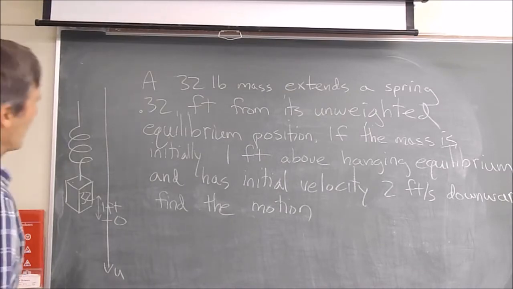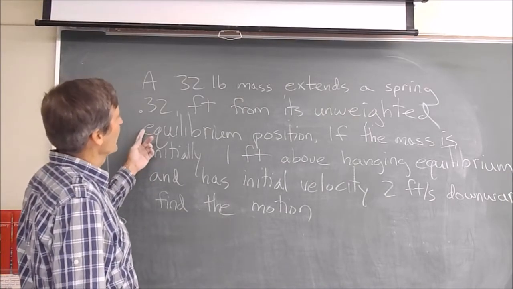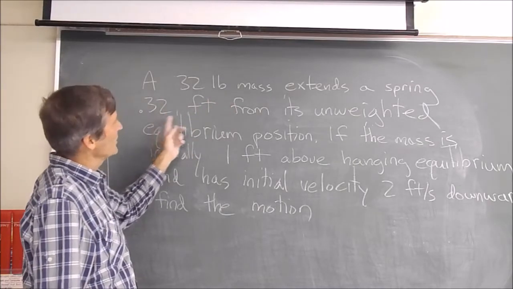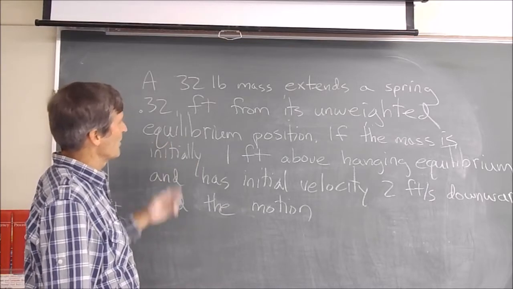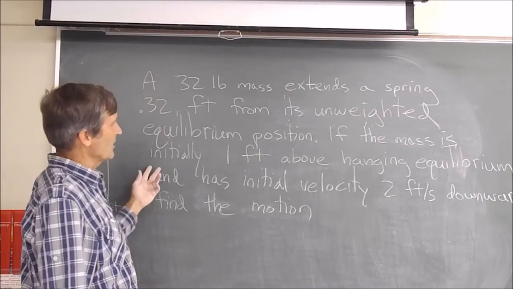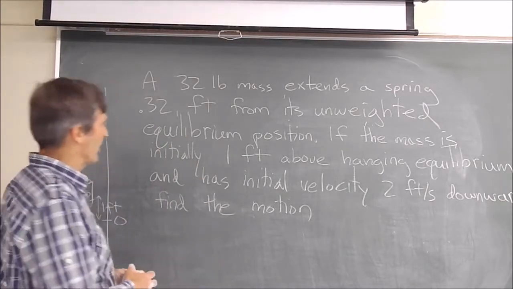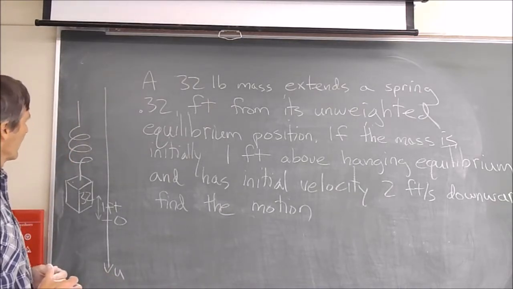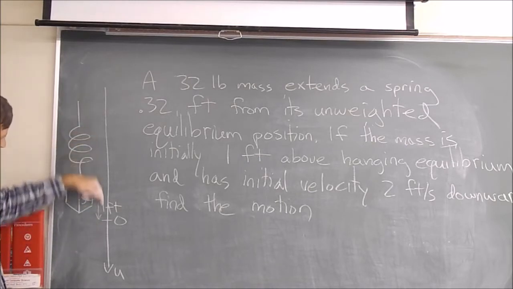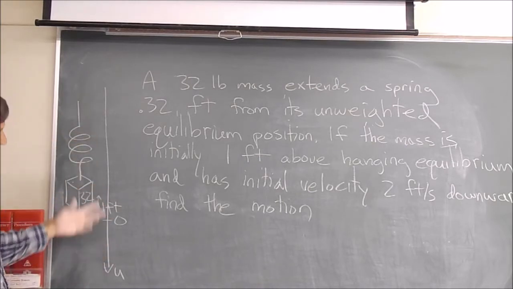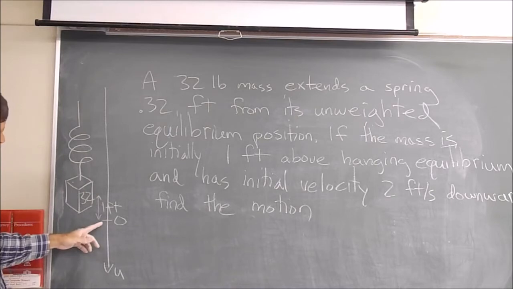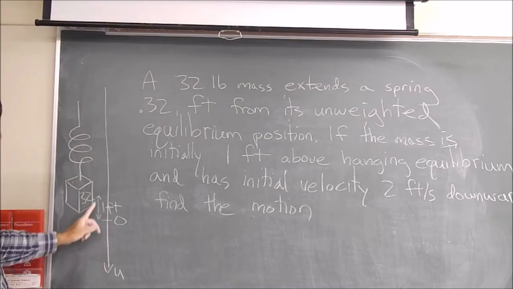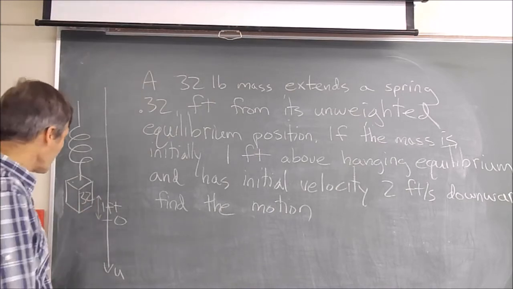Here's an interesting problem with a mass on a spring. If I have a 32-pound mass, it extends the spring 0.32 feet from its unweighted equilibrium position, and the mass is initially 1 foot above hanging equilibrium and has initial velocity 2 feet per second downward. What is its motion? So we draw this picture, and let's put u downward just for convenience. You can put it upward and just get the same results, but we'll choose the convention u, the displacement is downward. So it starts 1 foot upward above equilibrium.